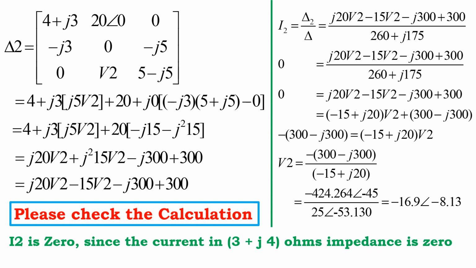So all we have to do is observe the question carefully and think about what to do based on the question. It is mentioned that I2 is 0 since the current in the 3 plus J4 ohms impedance is 0.